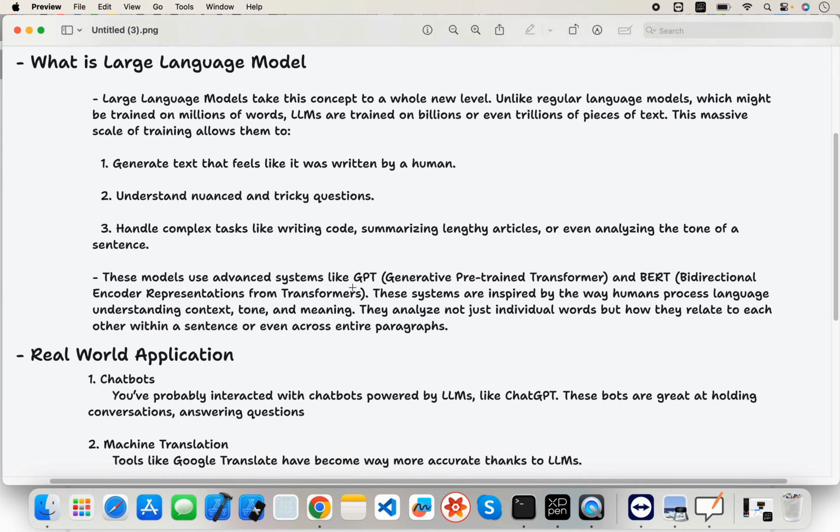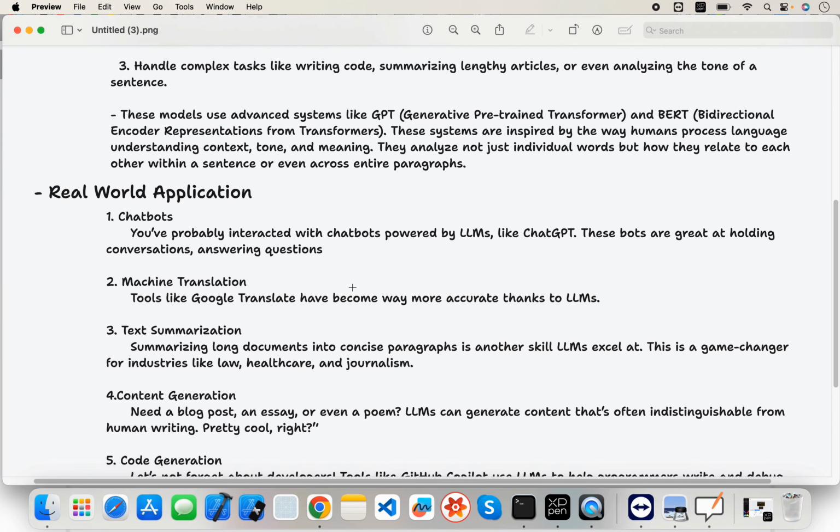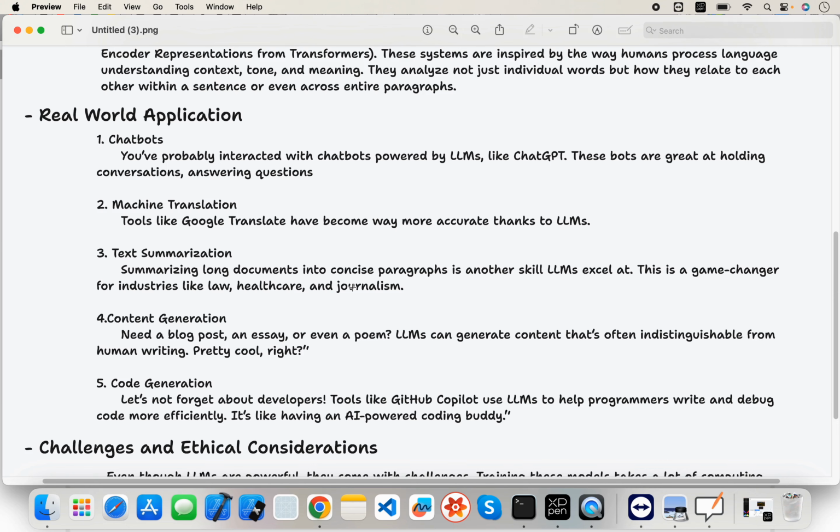So let's see some real world applications of LLM. First most is the chatbot, right? You can build an interactive chatbot powered by an LLM like ChatGPT, right? Second thing is machine translation. In LLMs we have also improved the input sequence length, right? So you can provide a large amount of text as an input and generate the output, right? So it is also helpful in machine translation.